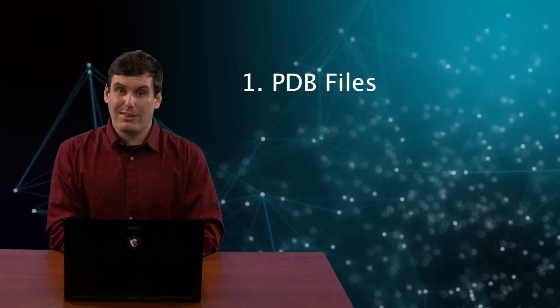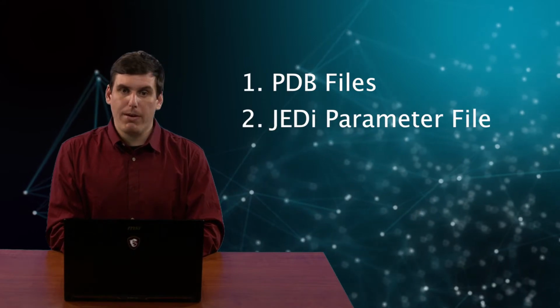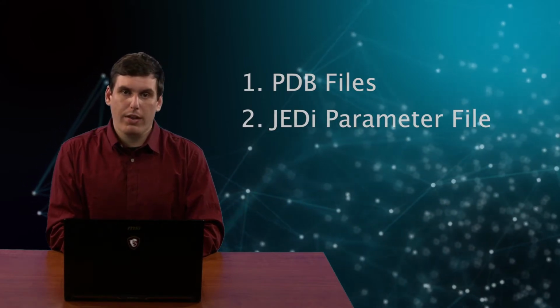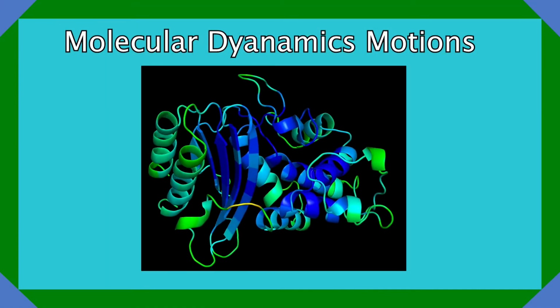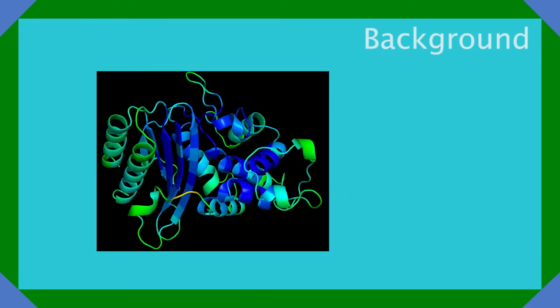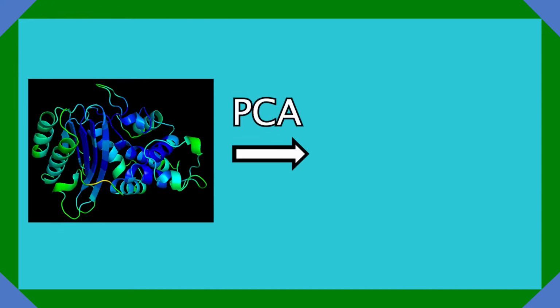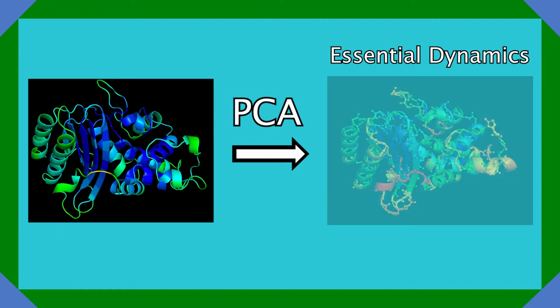All you need to get started is some protein structure data in the standard PDB format, as well as a JEDi parameters input file, which is read by the software. With JEDi, you can generate protein dynamics analysis remotely in a computing cluster or even right on your local computer. After taking in your data, JEDi will analyze the protein's motions and try to filter out the unimportant ones using PCA. The remaining motions are considered the essential dynamics of the protein.